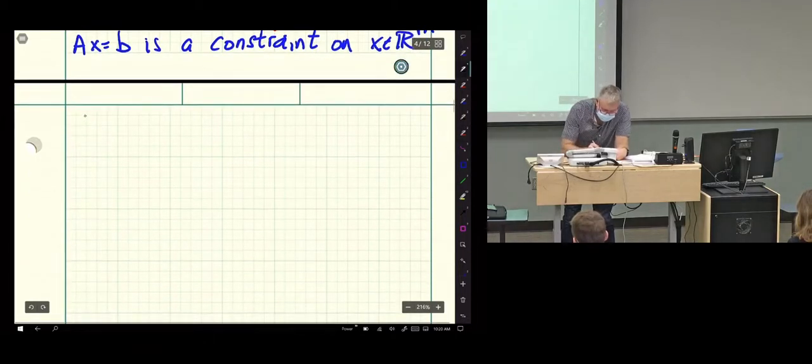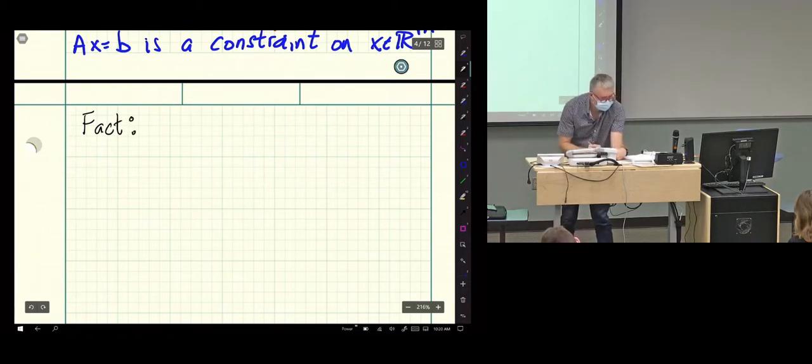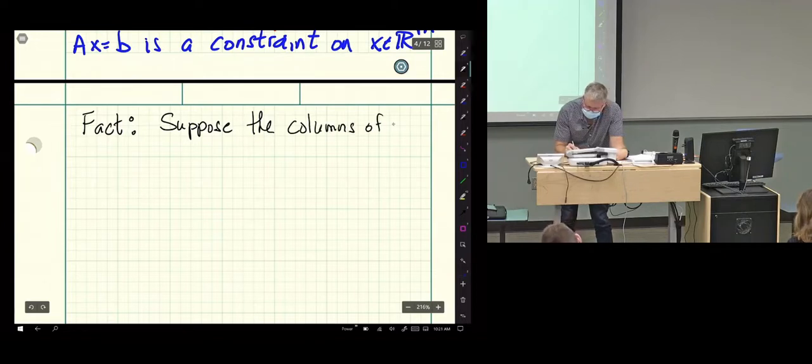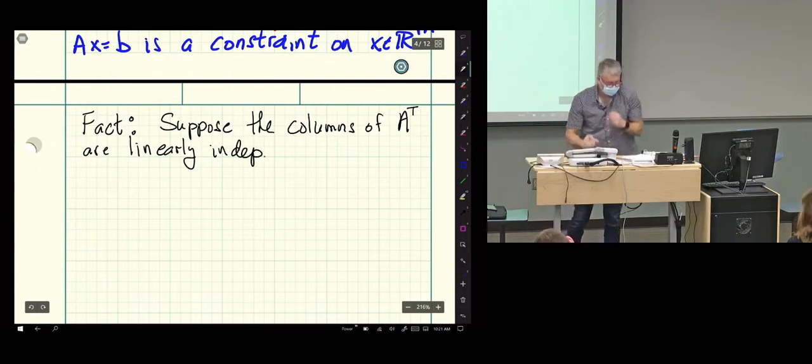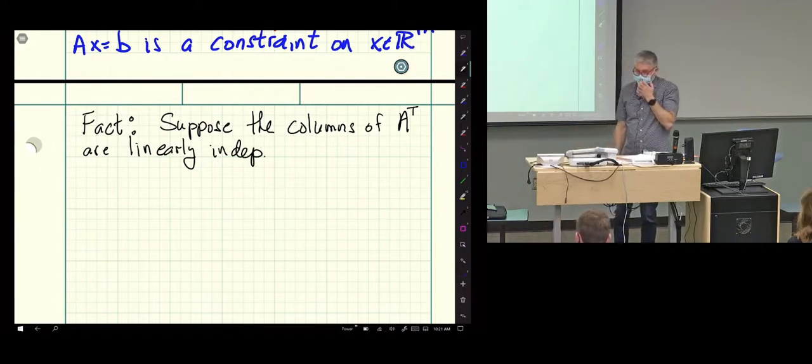The details are in the book of why even this is true. But the theorem is, suppose the columns of A transpose are linearly independent. Then blah, blah, blah, and I will write that down in a second.